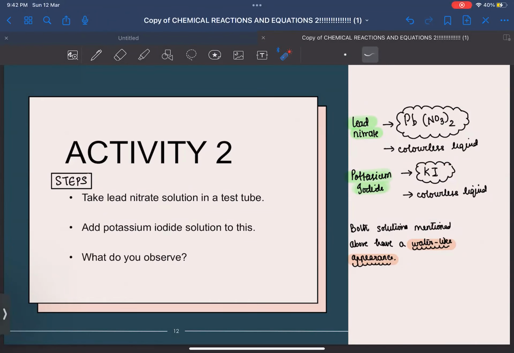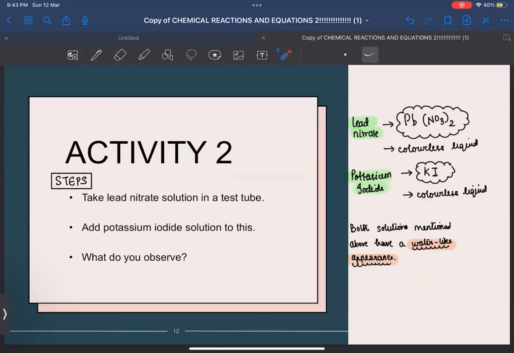The steps are simple. Take lead nitrate solution in a test tube and add potassium iodide. Lead nitrate and potassium iodide formulae are given over here: Pb(NO3)2 and KI. They are both colorless liquids and they both have a water-like appearance. Now let's see what happens to both of them.